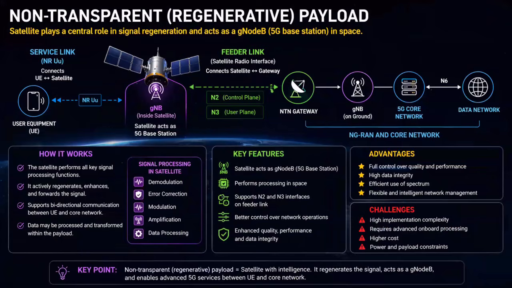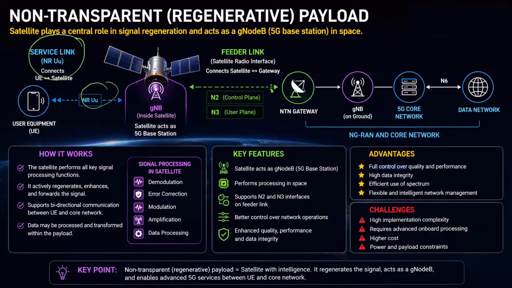Then you have the non-transparent payload. Here the satellite plays a central role in signal processing. That is why we call it regenerative, also non-transparent payload. You can see here NR-Uu will be used for bridging the communication between the Earth and the satellite network. The NR interface acts as a service link, so it will facilitate all user equipments.